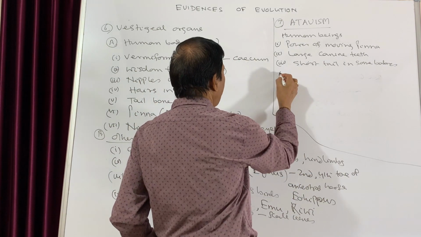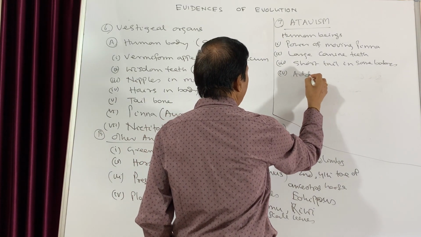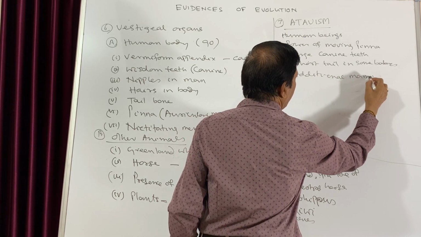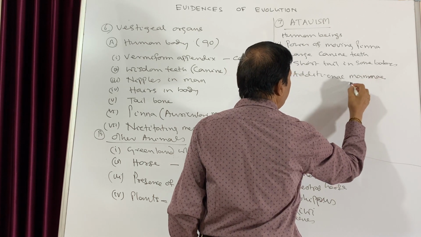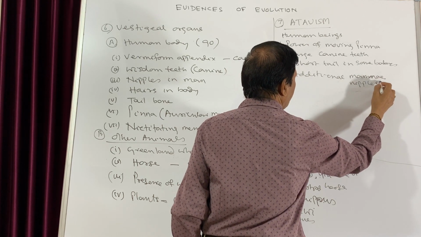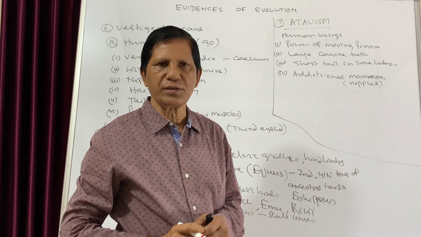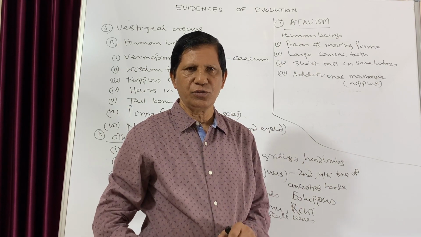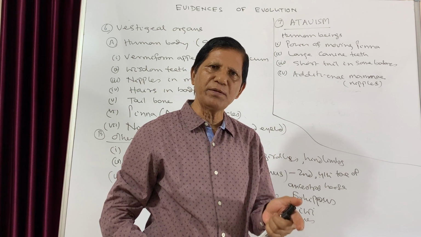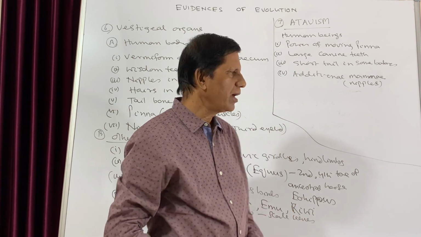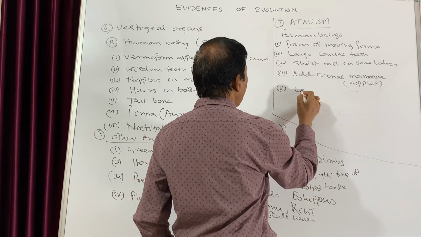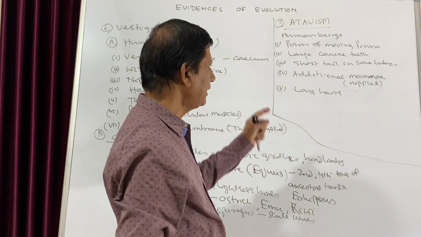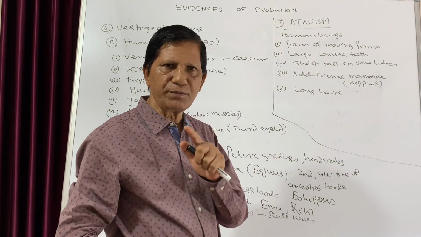And another point is the presence of additional mammae, or you can tell the additional nipples. Usually there are 2 nipples, but sometimes there are 4 nipples present in 2 pairs. So this indicates that the human being has evolved from animals having 4 mammae. And another point is long hairs. In some human beings, long hairs are present. So these are the cases of atavism in animals.